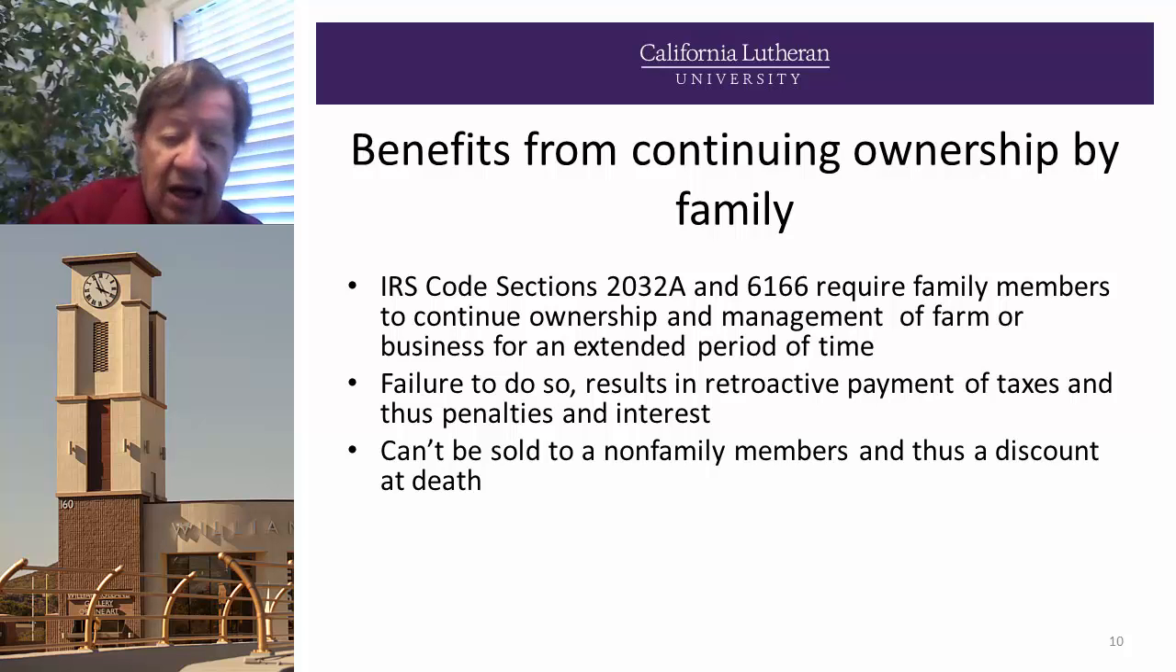So let's say that there are 5 siblings that inherit under either one of the code sections. One of those siblings dies during that 10 or 14-year period. Again, we get a very big discount because of the lack of marketability of the sale of that share of the business, because it cannot go outside the family.